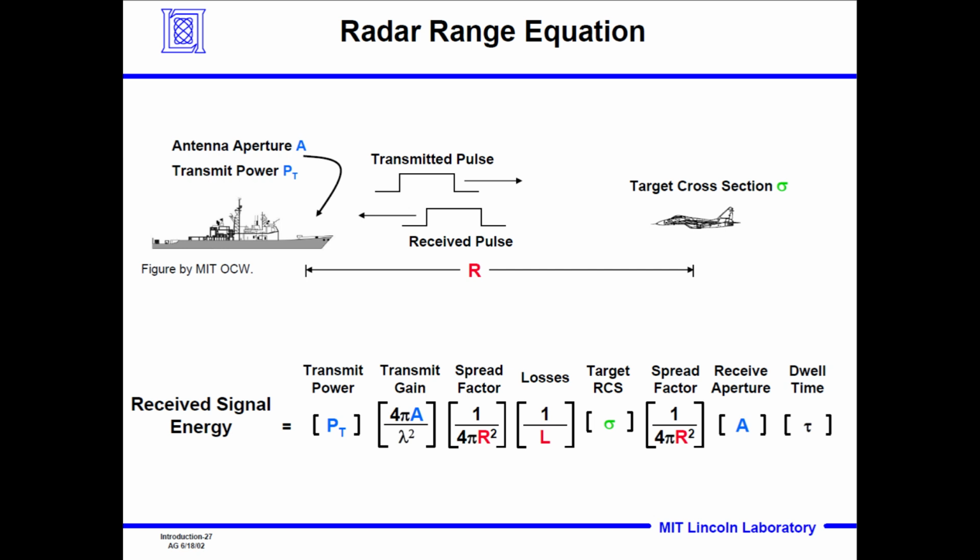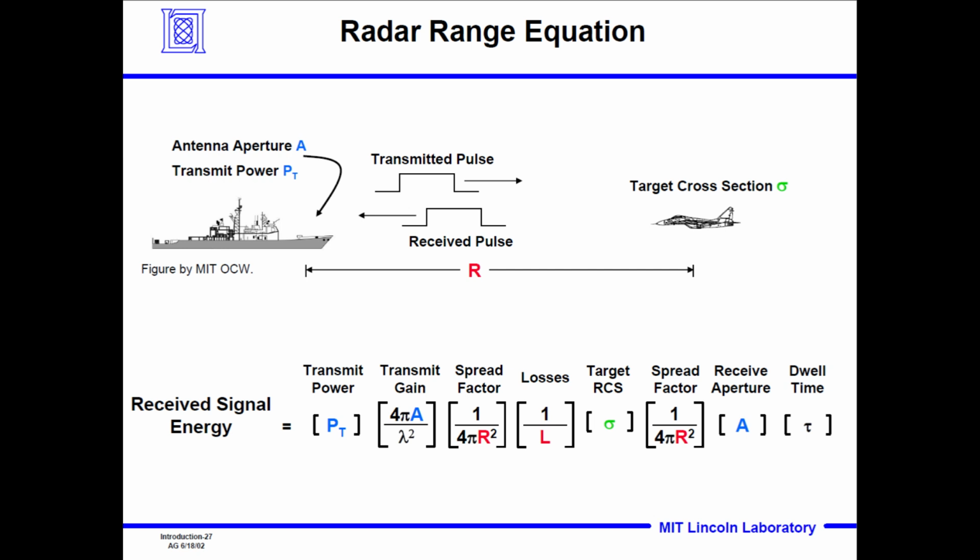First, you'll receive more energy if you increase the radar's transmitted power. There's a term for transmit power in the equation, along with another term for the gain of the transmitting antenna. The gain is expressed as 4 pi A by lambda square, which reflects the directivity of the antenna compared to an isotropic radiator. Then, there's a spreading factor because as the energy propagates, its density decreases as 1 by R square, and this must be accounted for.